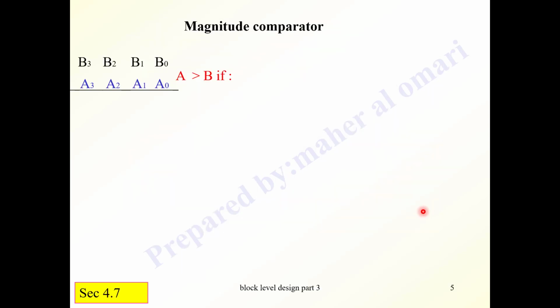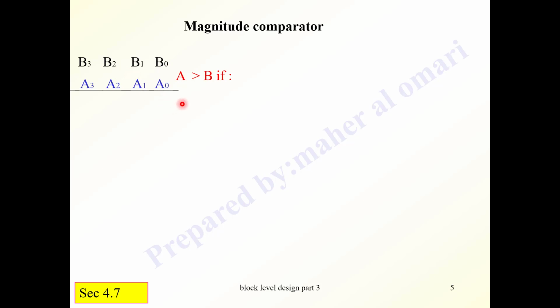Okay, let's use the same technique to design a magnitude comparator. What is a magnitude comparator? It compares two binary numbers together to find out whether A is bigger than B, or A is less than B, or A is equal to B. We will build here a 4-bit magnitude comparator. It has two inputs, A, which is 4 bits, and B, which is 4 bits.